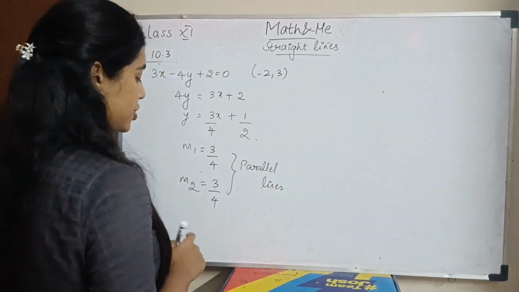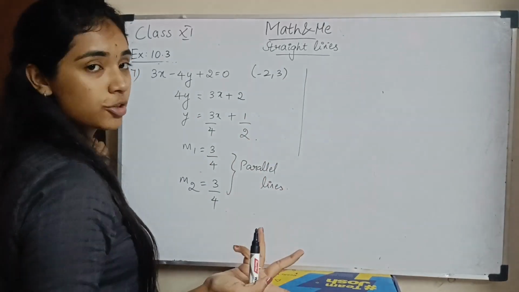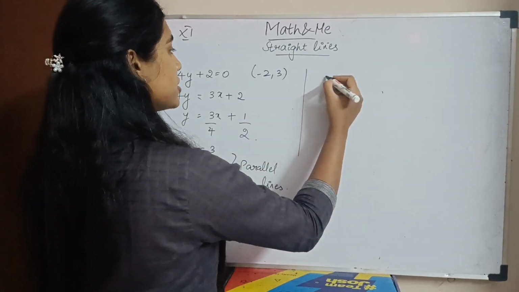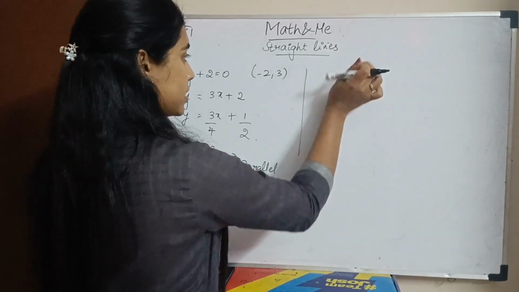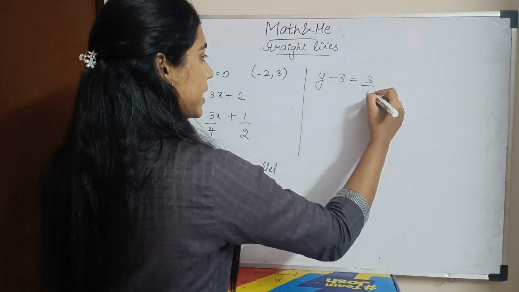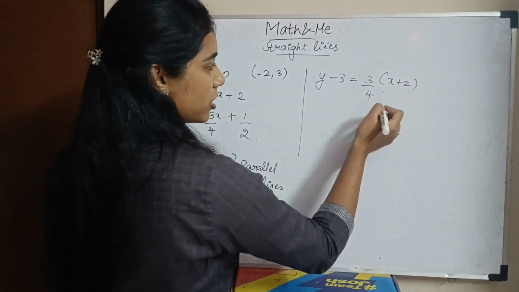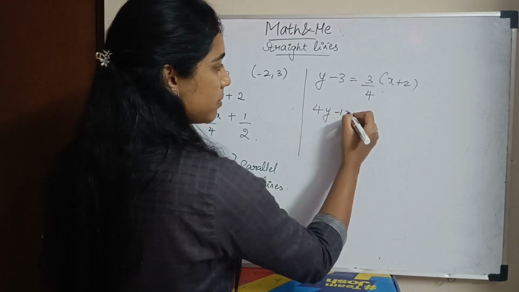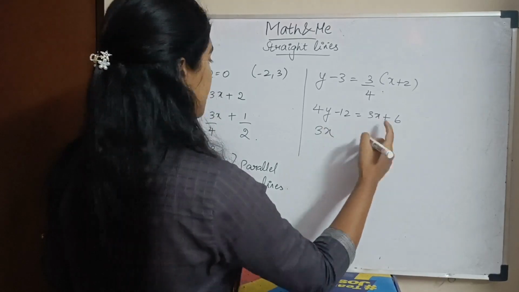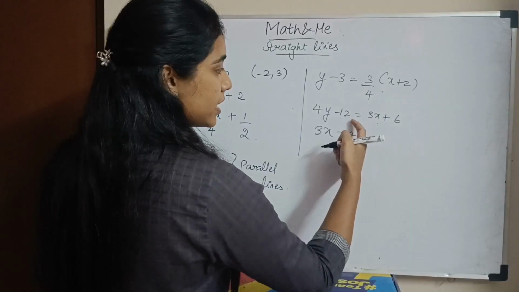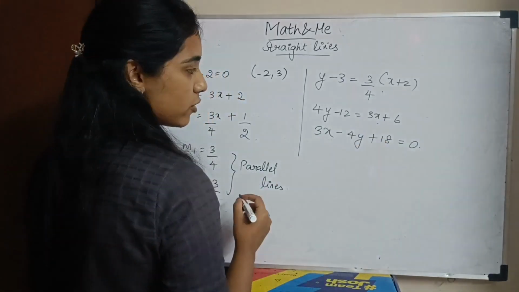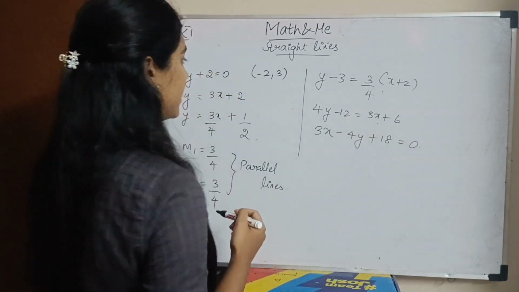So you have a slope and you have a point. You use the one point slope form, right? So you have y minus y naught equals m times x minus x naught. So just multiply. 4y minus 12 equals 3x plus 6. So you have 3x. Bringing this to the other side, you have 18, which is equal to 0. So it is 3x minus 4y plus 18 equals 0.